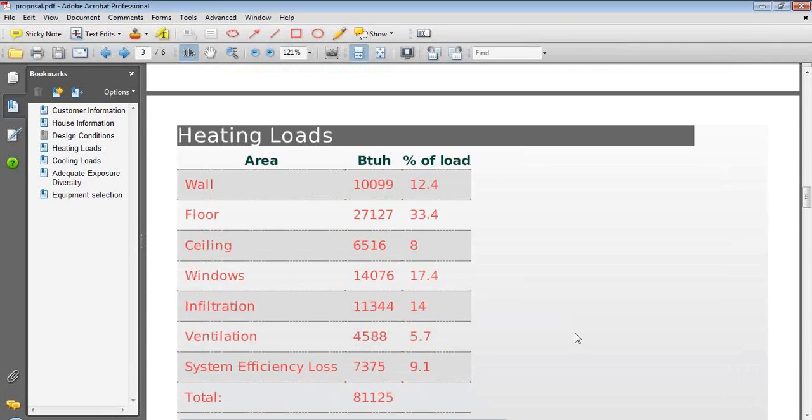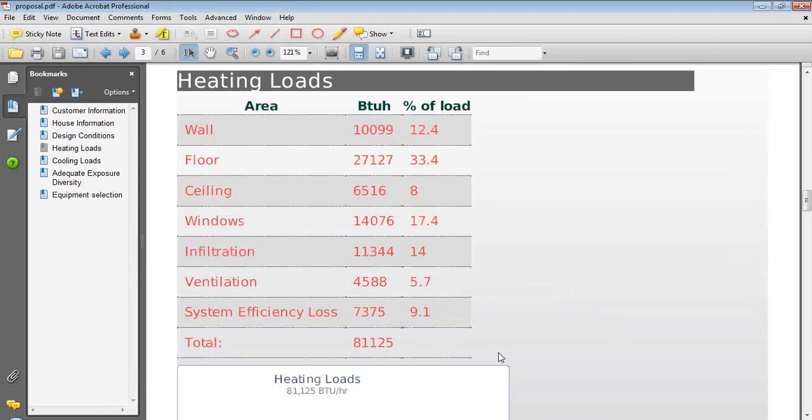If I scroll on to the next page, it gives me my load breakdown. So where these loads are coming from: walls, floor, ceiling, infiltration, etc. That way, if something doesn't quite look like I was expecting, I can go look and see which one of these numbers is out of whack, which one doesn't seem quite right, if you will.